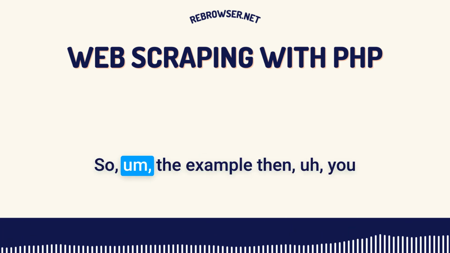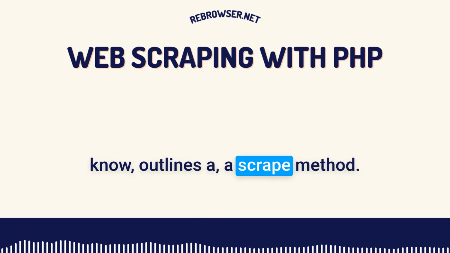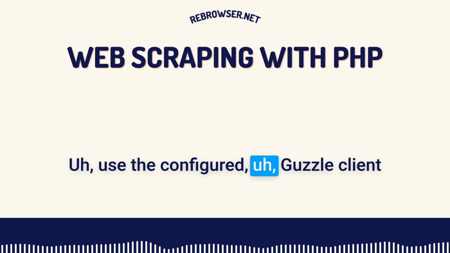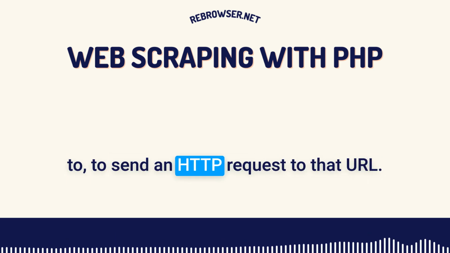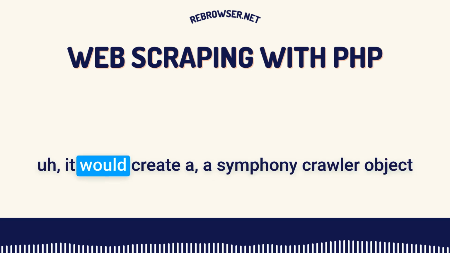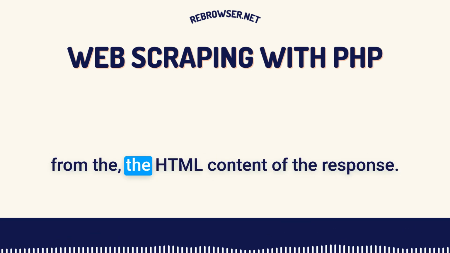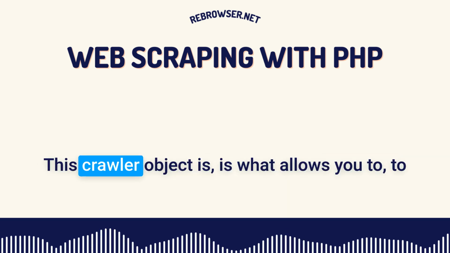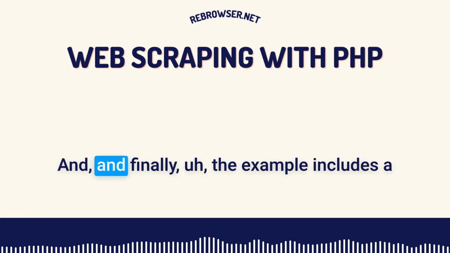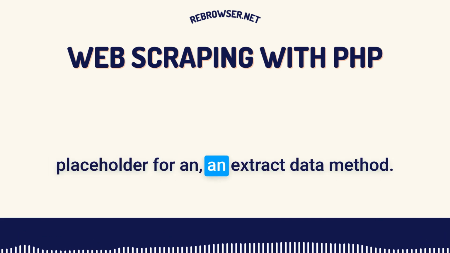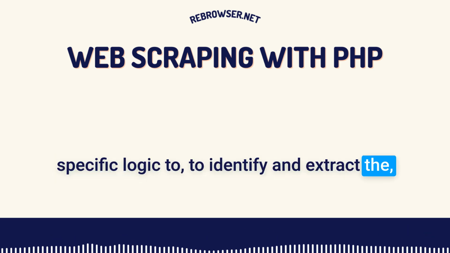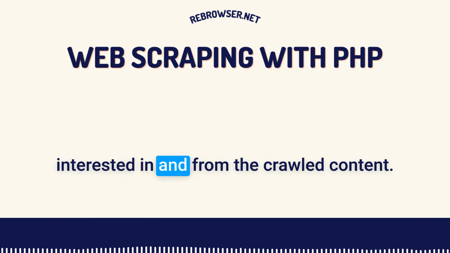Precisely. So the example then outlines a scrape method. This method would take a URL as input, use the configured Guzzle client to send an HTTP request to that URL. And upon receiving a successful response, it would create a Symfony crawler object from the HTML content of the response. This crawler object is what allows you to navigate and extract data from the DOM. And finally, the example includes a placeholder for an extract data method. This is where you would implement the specific logic to identify and extract the particular pieces of information that you're interested in from the crawled content.